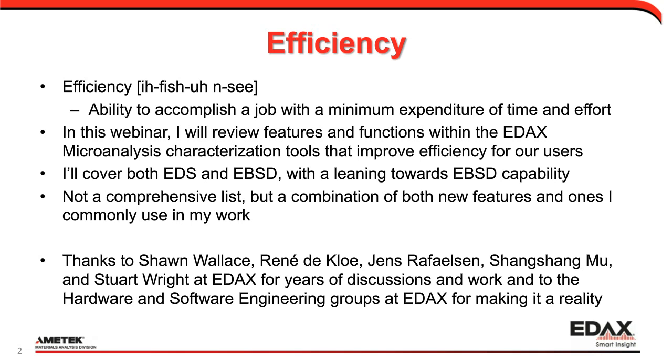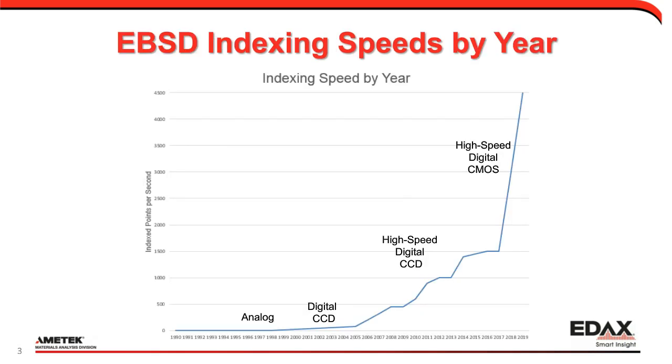So the first thing I'd like to highlight is EBSD camera speed. This is just a little slide showing indexing speeds by year. When I started, we were going about 1 pattern per second, give or take, in the analog camera days. And we've stepped up through digital CCDs, high-speed digital CCDs, and now high-speed digital CMOS cameras that have reached speeds of 4,500 index points per second. So obviously, if you can go 4,500 times faster, that's going to be greatly more efficient.